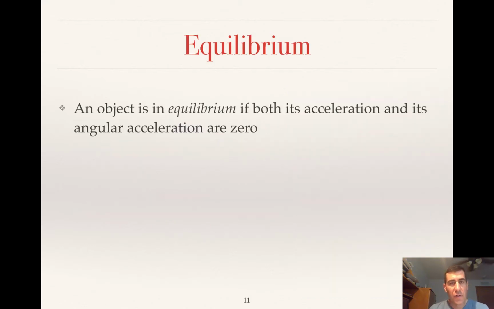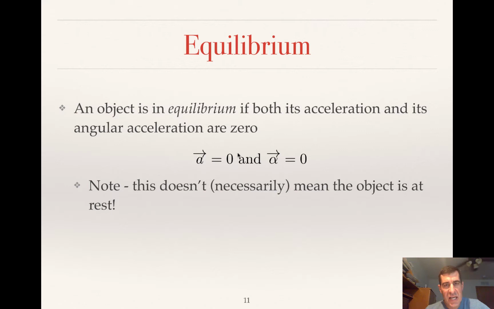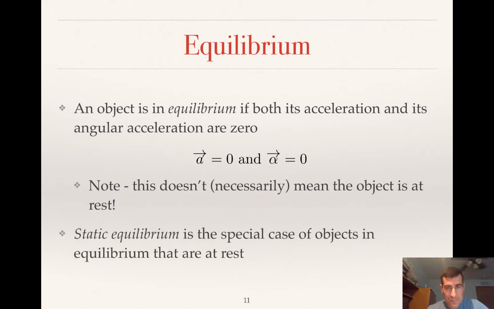So first off, equilibrium. By definition, an object is in equilibrium if both its acceleration and its angular acceleration are zero. Now, however, just because the acceleration and angular acceleration are zero doesn't necessarily mean the object is at rest. It just means that the velocity is constant and the angular velocity is constant. We're going to be focusing on something called static equilibrium, which is a special case of equilibrium where the objects are in fact at rest.